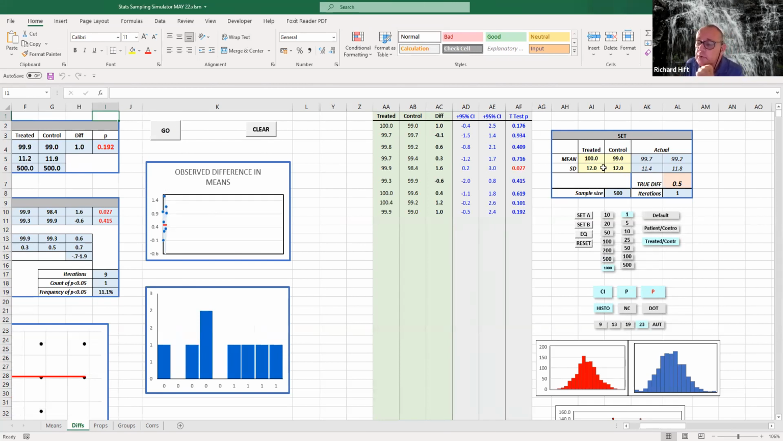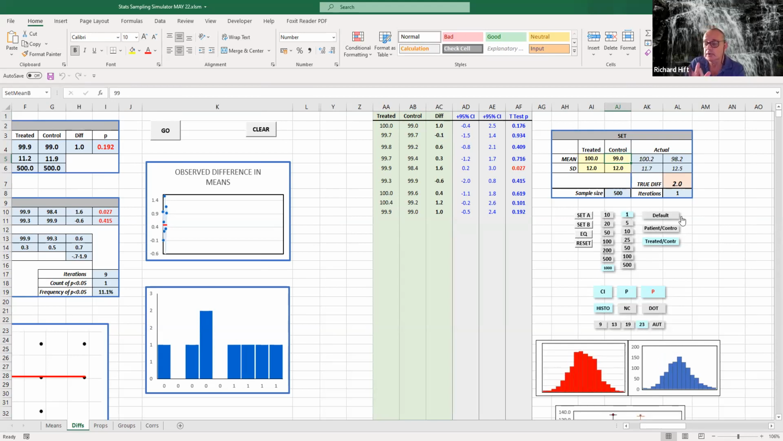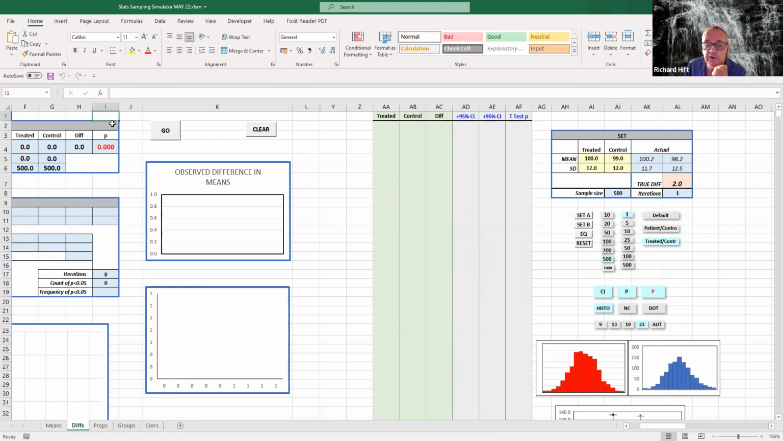Okay, what I'm going to do now is make the difference just a little bit wider. So I'm going to say 98 for the girls. Okay. Yes, and in fact, the difference between the two groups really is 2. So the point I'm making once again is that there really is a difference between the two groups. The question is, will our study pick it up? Let's go back to a sample size of 500.